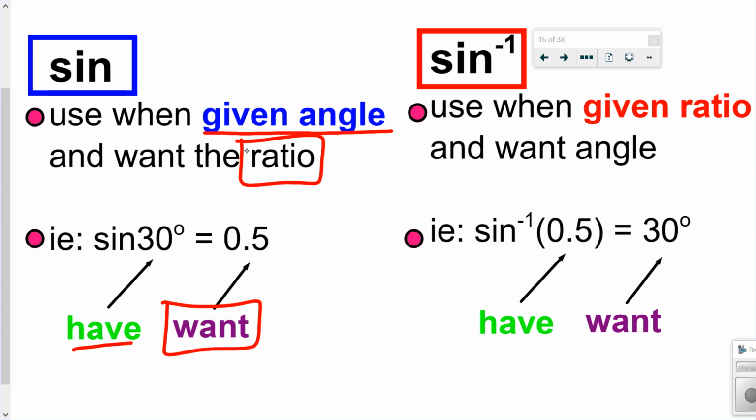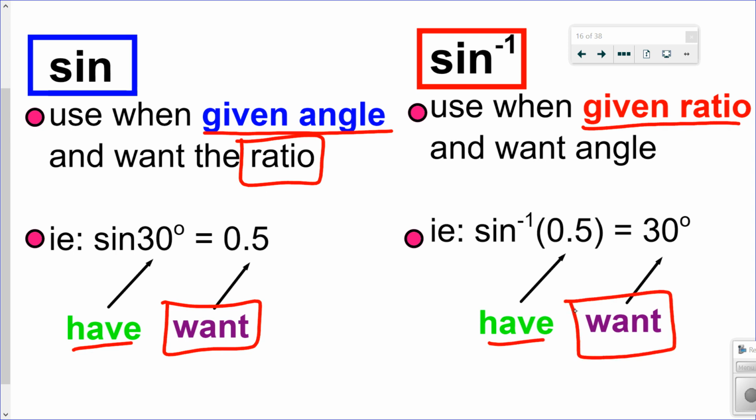So this is when we're going to use sine inverse, cos inverse, or tan inverse, when I'm given the ratio. In other words, I have the ratio and I want the angle. This is going to help us find our reference angle. Okay, so I'll do a couple examples showing you. Once you have the reference angle, it's the same thing as we did before.